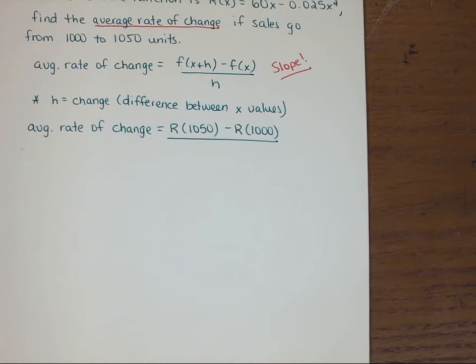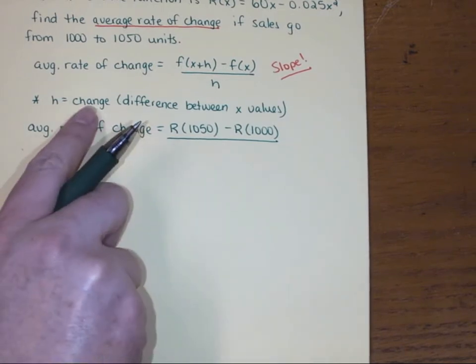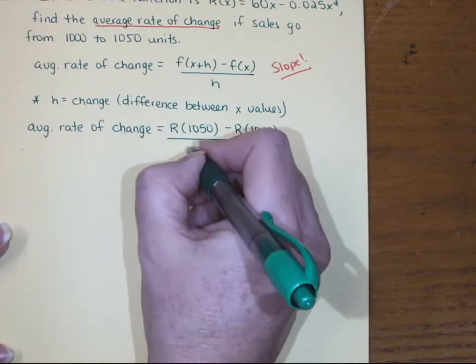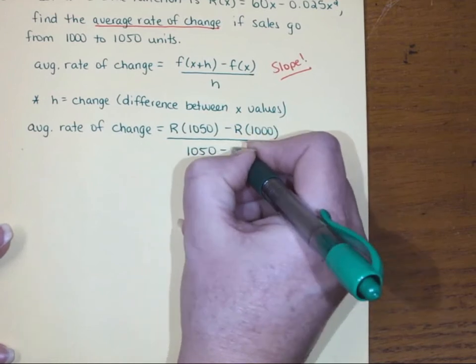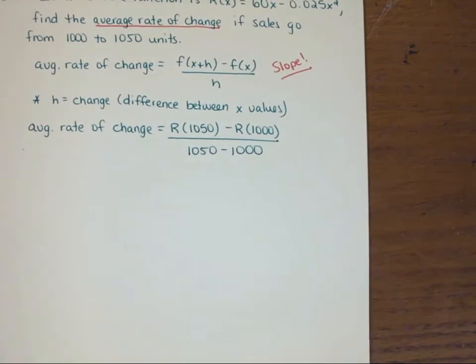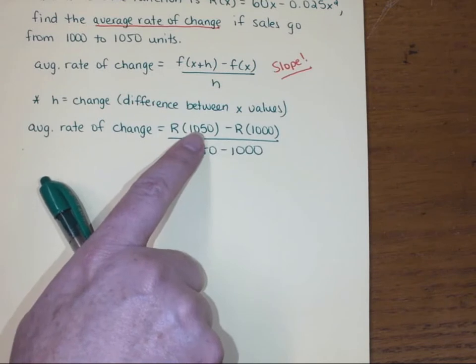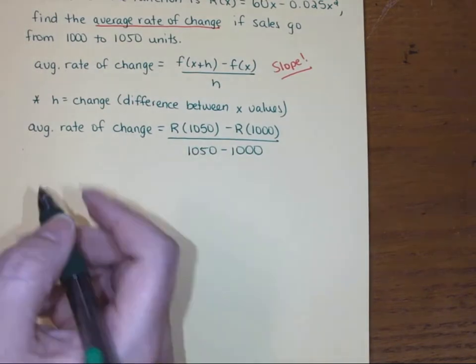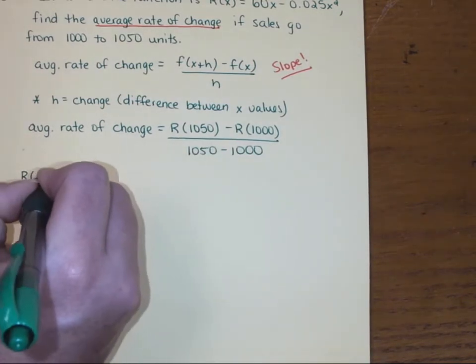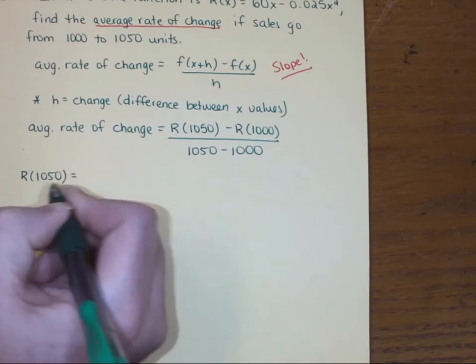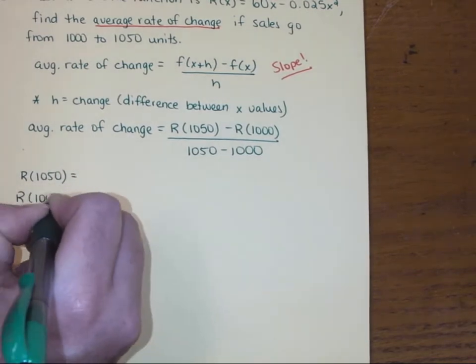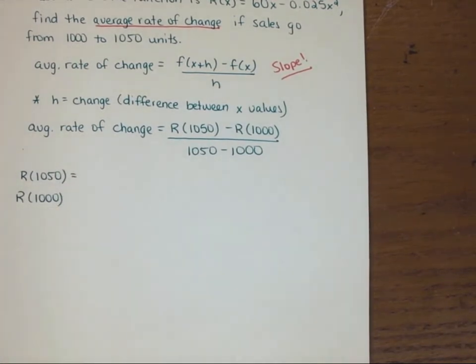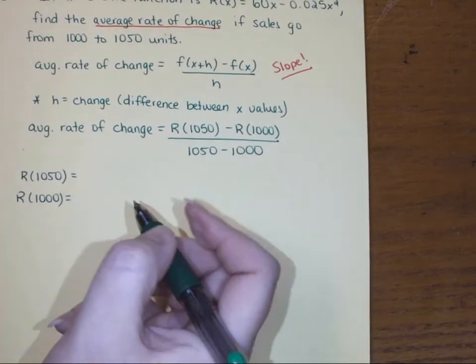So you need to decide what h would be. So h is the change we're making, right? So you can either write it like this, or you can go ahead and work that out in your head, but the difference between 1,050 units and 1,000 units is 50. So that's what we're going to have there on the denominator. Notice we still need to know what these two values are, right? But we can use our calculator to get that. So I want to know what r of 1,050 is, but also what r of 1,000 is.